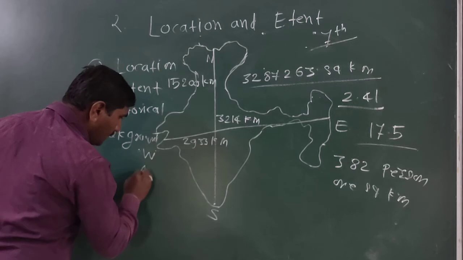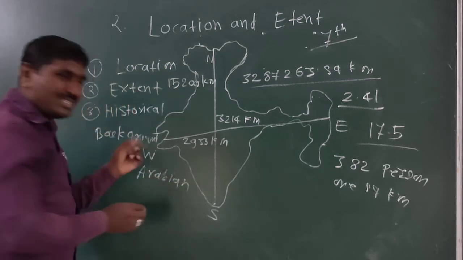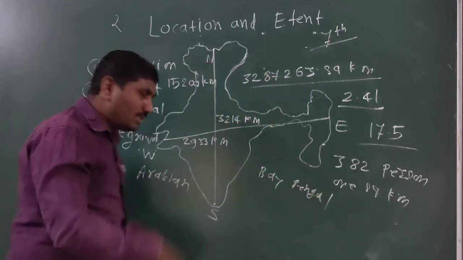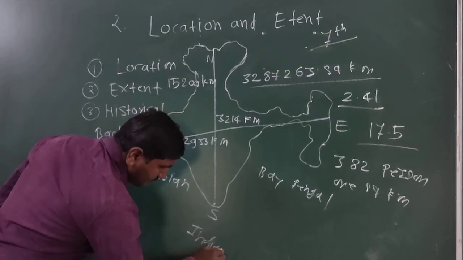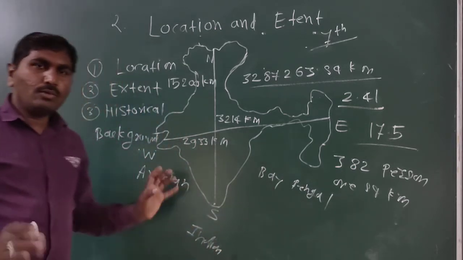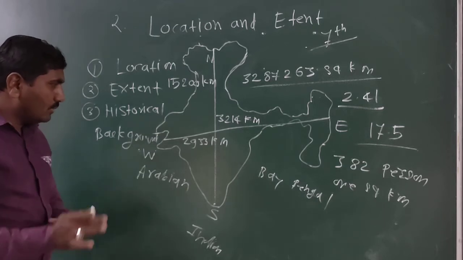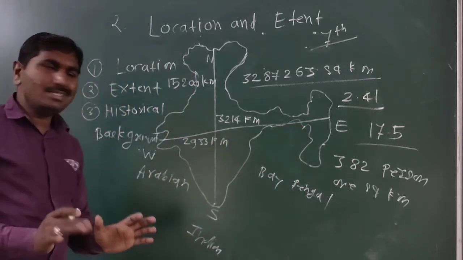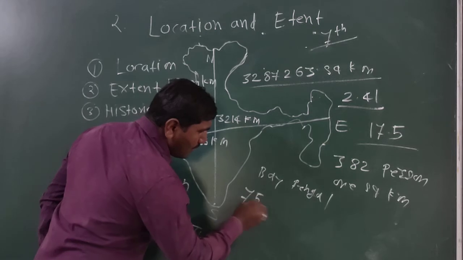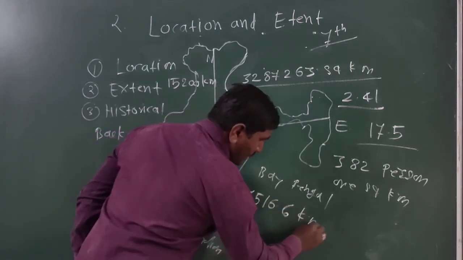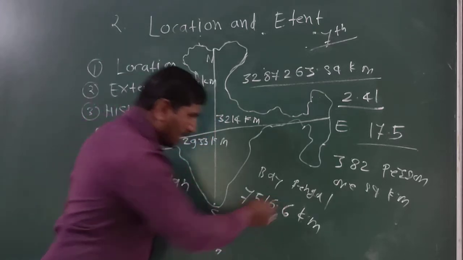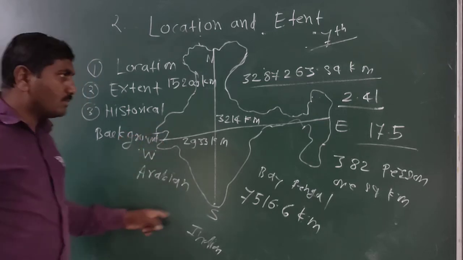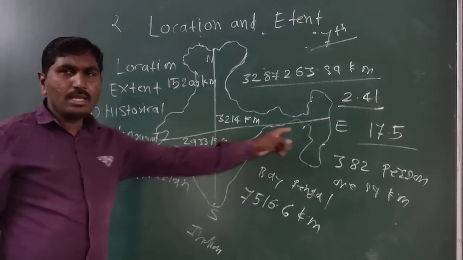Then we will move towards the southern area. We have the Arabian Sea on the western side. On the eastern side, we have the Bay of Bengal. And on the southern side, we have the Indian Ocean. So from three sides, we have water bodies. So when we think about the distance of this coastal area, from Gujarat up to West Bengal, what is the distance of this coastal area? That is 7,516.6 kilometers. That is the distance which starts from Gujarat up to West Bengal. So this is the distance of the coastal area.